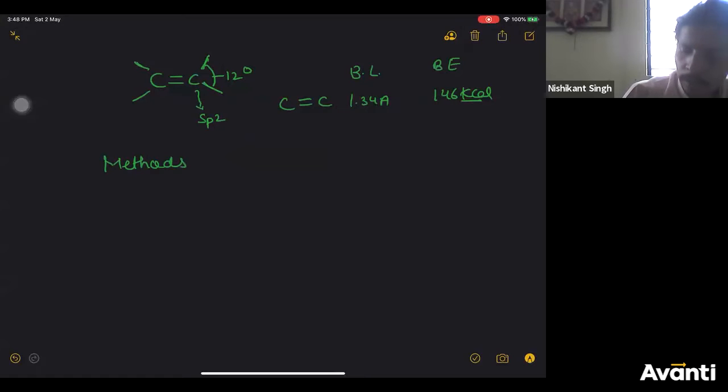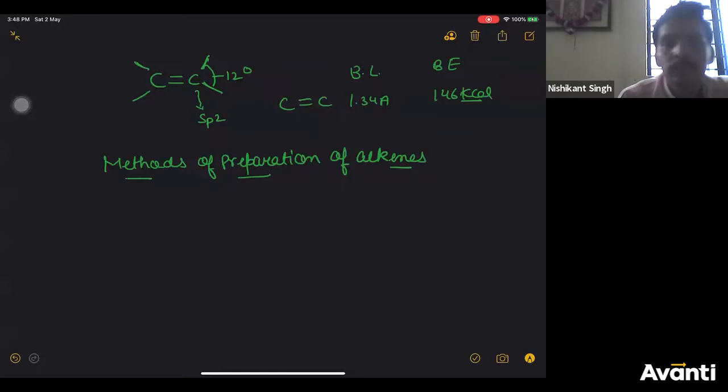Methods of preparation of alkenes, right? Methods of preparation of alkenes.